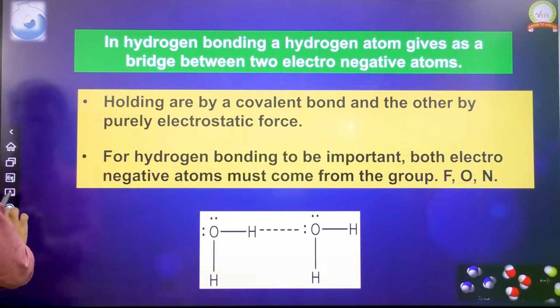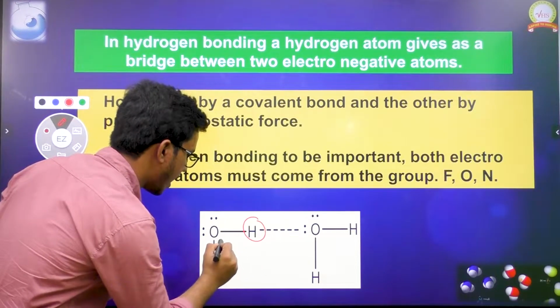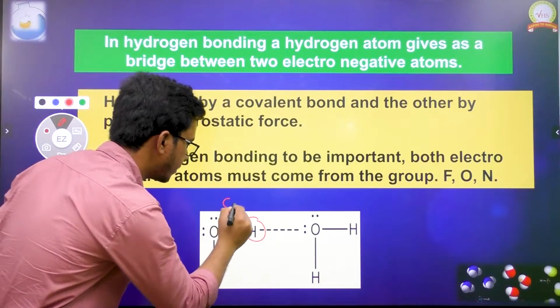The first hydrogen which we have here is connected with oxygen by a covalent bond. This is a covalent bond.